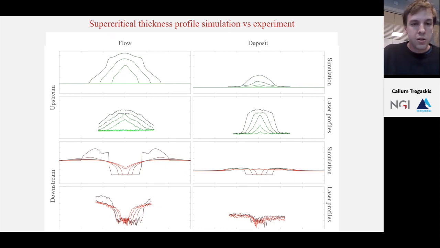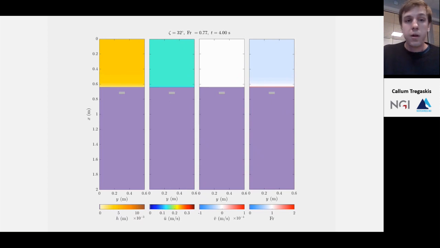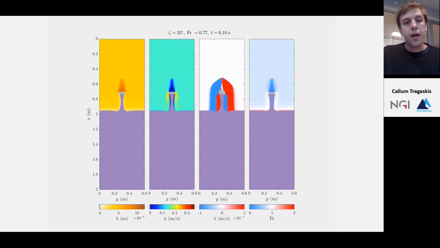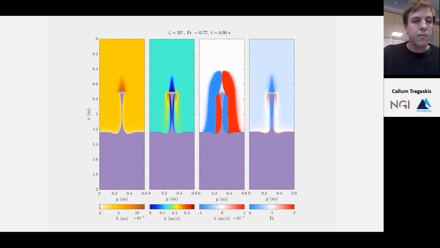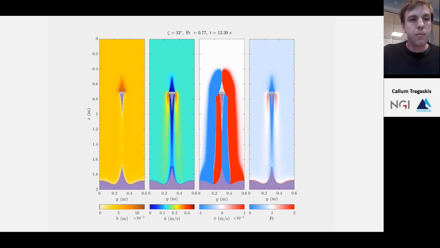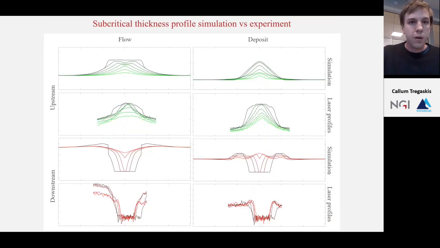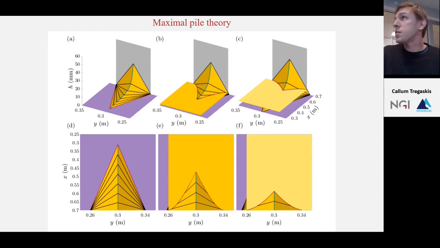We do quite a good job finding what the shape of the pile upstream of the obstacle should be, and also these raised levees in the downstream direction. We can also do this for slow inflows, and then we find that we can capture a bit of this upstream region, but maybe not entirely, but we capture an awful lot of the other features. And again, we can compare that to experiments.